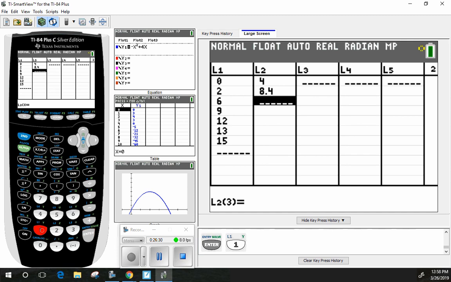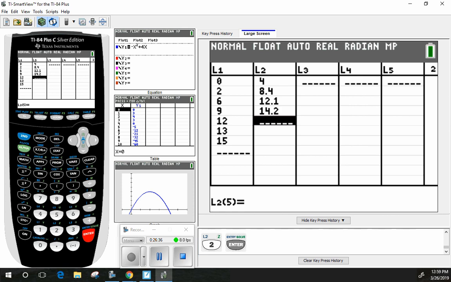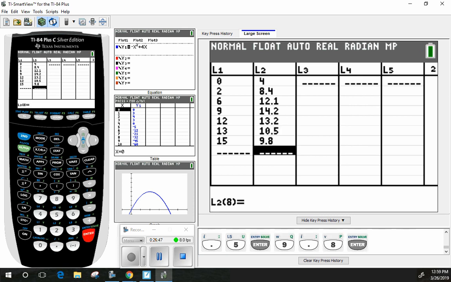8.4, 13.2, 10.5, and 9.8. Once our data is in, we're good to go. We could go ahead and make a scatter plot of that if we wanted. But the idea is we are predicting that this probably has a quadratic nature, so we're going to do a quadratic regression.